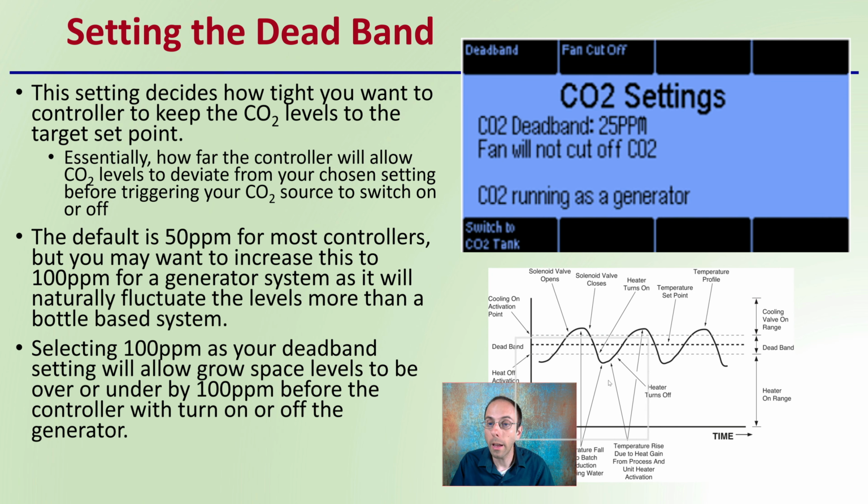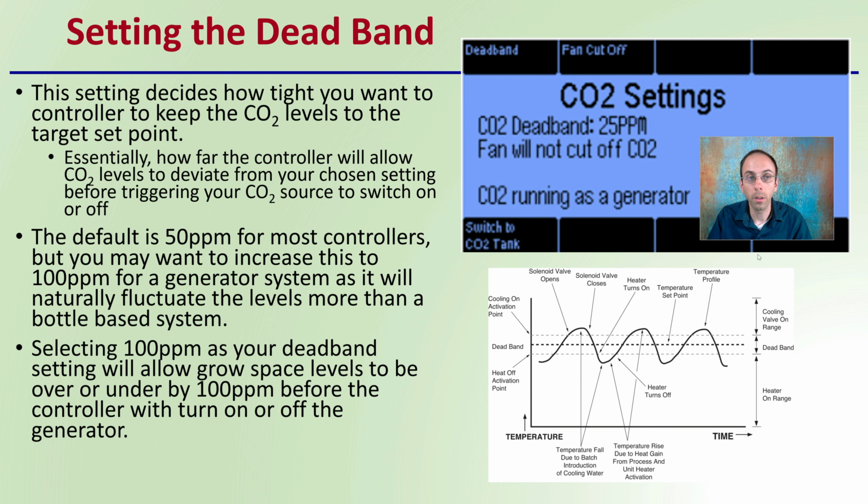When we're looking at these controllers, they are set up much in the way that ones with fuzzy logic would be, in the sense that you would set a deadband. And what's a deadband? This setting decides how tight you want the controller to keep the carbon dioxide levels to the target set point. Essentially, how far the controller will allow carbon dioxide levels to deviate from your chosen setting before signaling your carbon dioxide source to switch on or off.